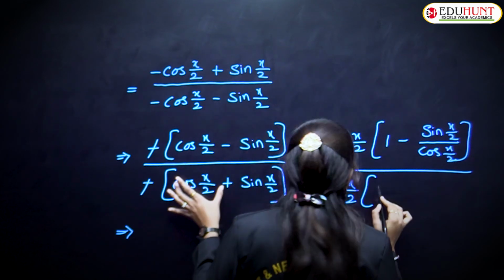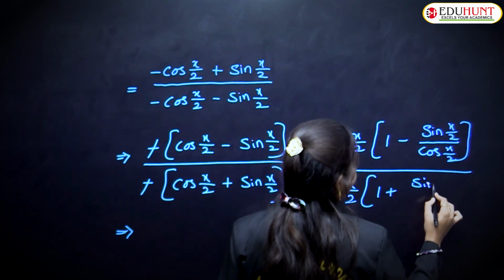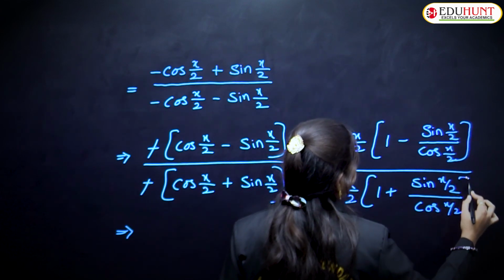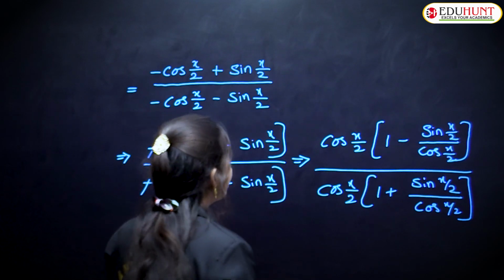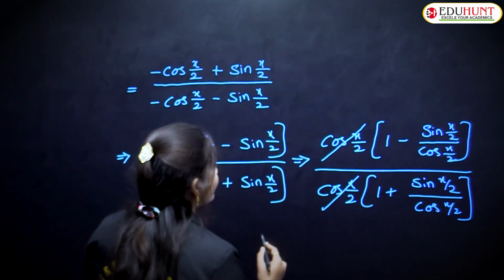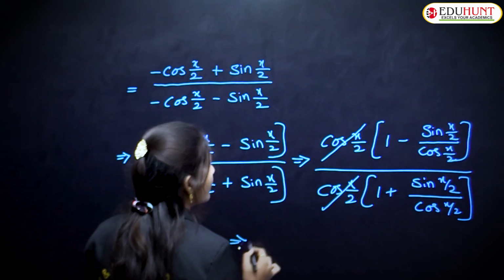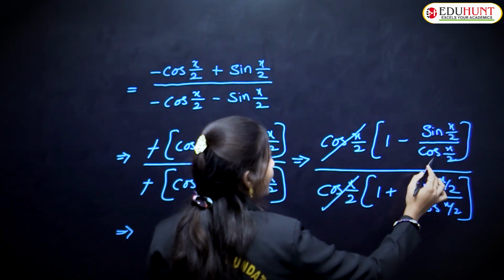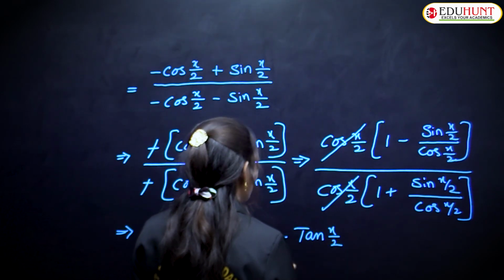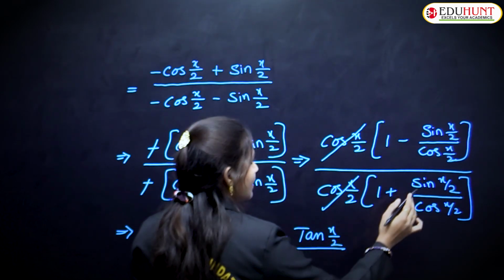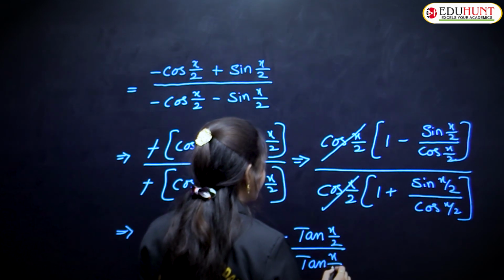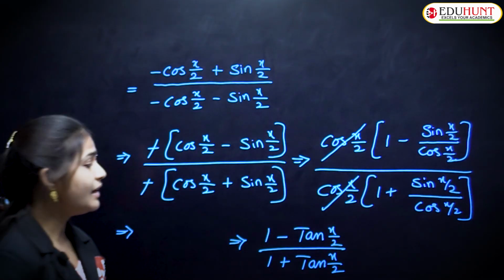Now here, 1 plus sin x by 2 whole by cos x by 2. Clear? So from this one, cos x by 2 and cos x by 2 get cancelled, and here from this one, 1 minus sin x by 2 cos x by 2, so that is 1 minus tan x by 2 whole by 1 plus sin x by 2 cos x by 2, so 1 plus tan x by 2.